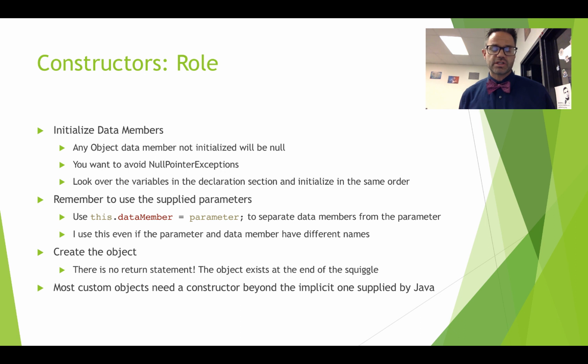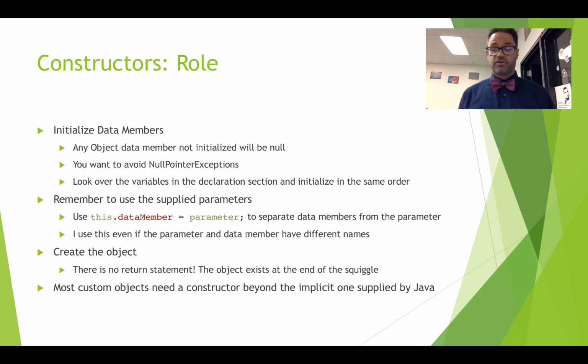As you're initializing the data members, one thing you really need to keep in mind is that if you don't initialize the data members in the constructor, by default, any object data member you're working with is going to be null. And if you have a null data member, you're more likely to get a null pointer exception. That's a sad face all over the place. We don't have any sad pandas. So we want to avoid those null pointer exceptions, and so we need to explicitly initialize our data members. That's the job that a constructor should be handling.